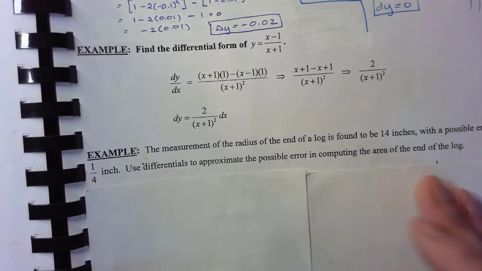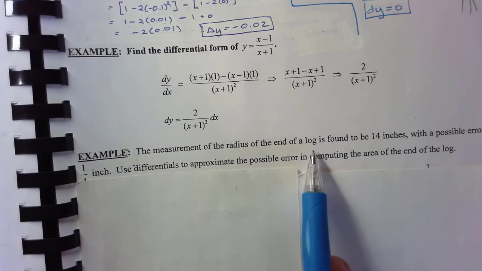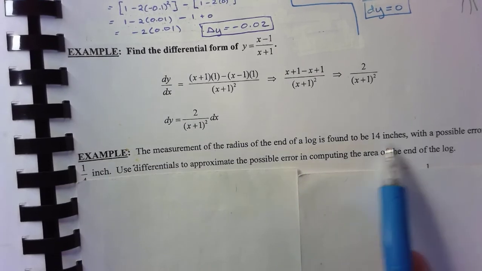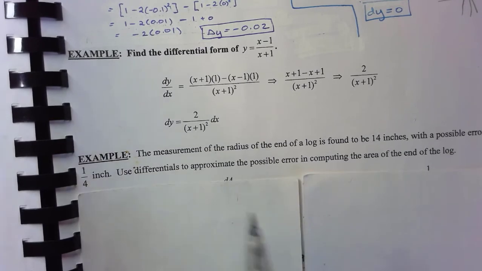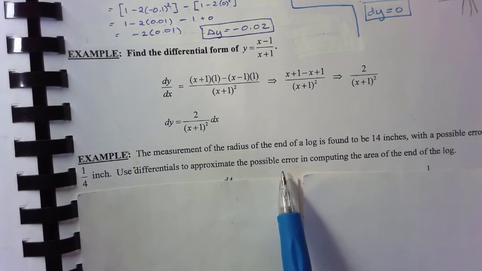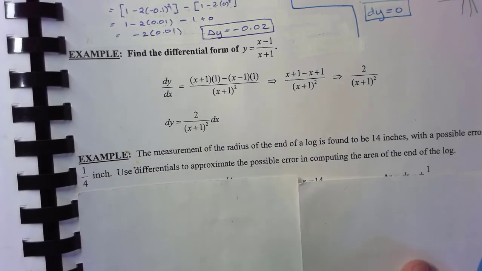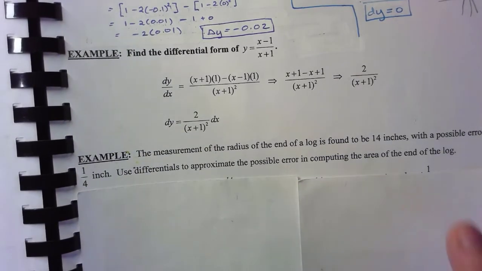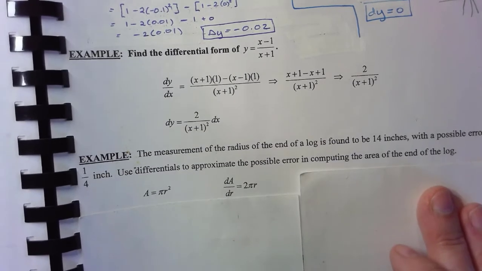All right, let's do a little more. The measurement of the radius of the end of a log is found to be 14 inches, with a possible error of 1/4 of an inch. Use differentials to approximate the possible error in computing the area of the end of the log. So how far off are we on that area of the end of the log? Why would we want to know that? I don't know. Maybe we're making a table out of the log.